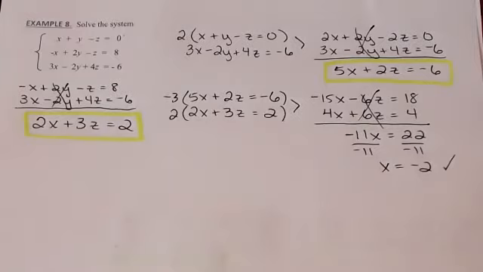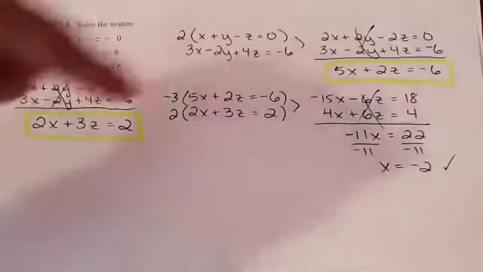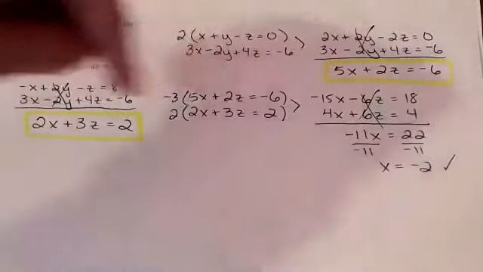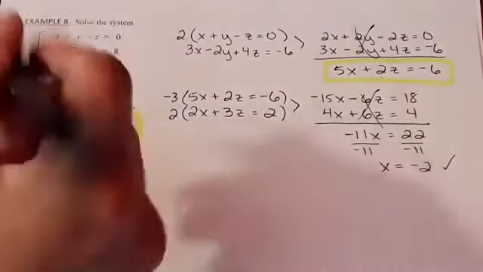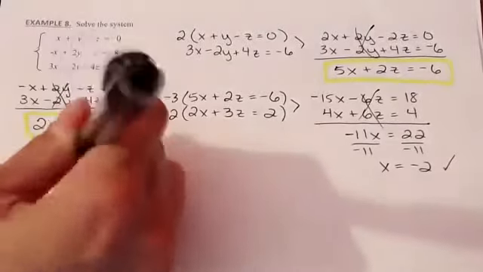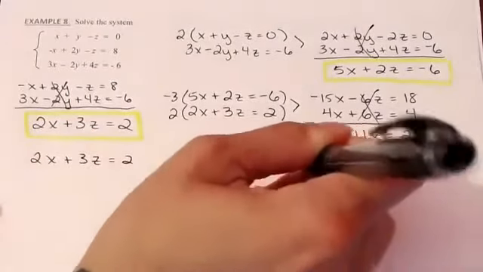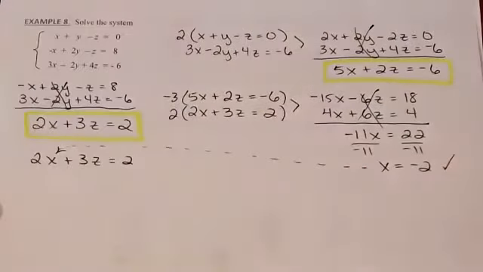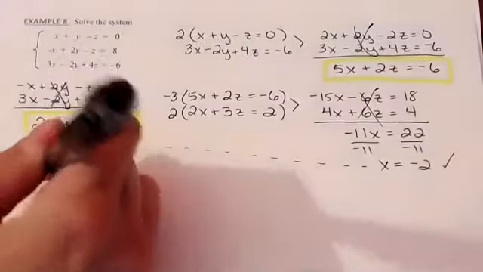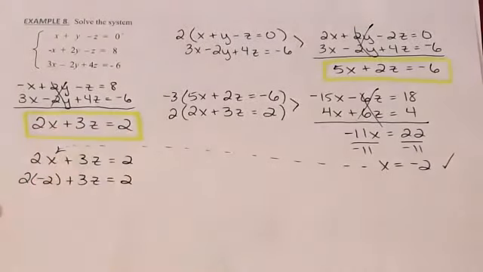It only makes sense to take this answer and plug it into one of the equations that I have highlighted, because if I know one of the variables, I can solve for the other one. So I'm going to plug it into this one. So we have 2x plus 3z is equal to 2. And I'm going to take this solution and plug it in for x right here. So we have 2 times -2 plus 3z is equal to 2, and let's solve.